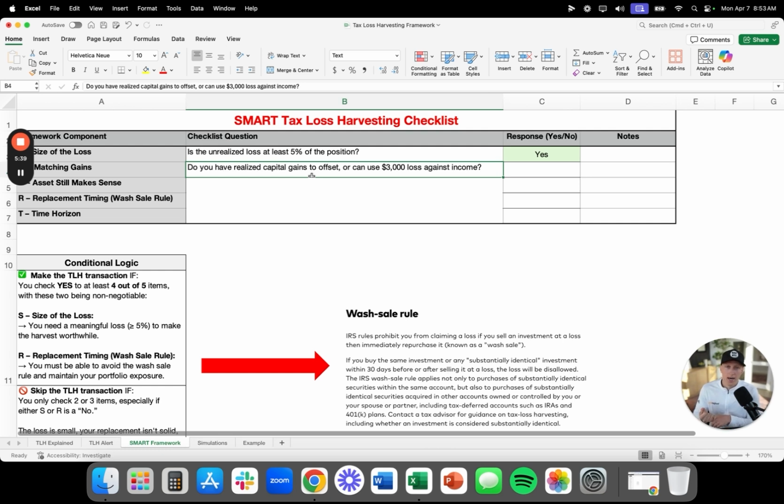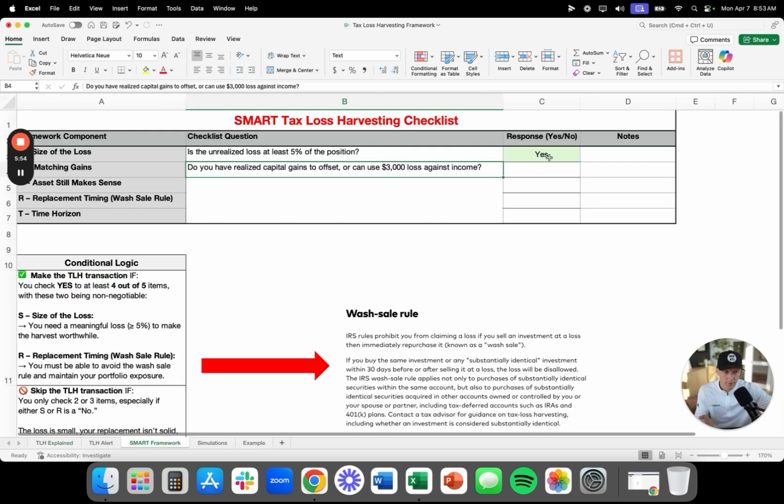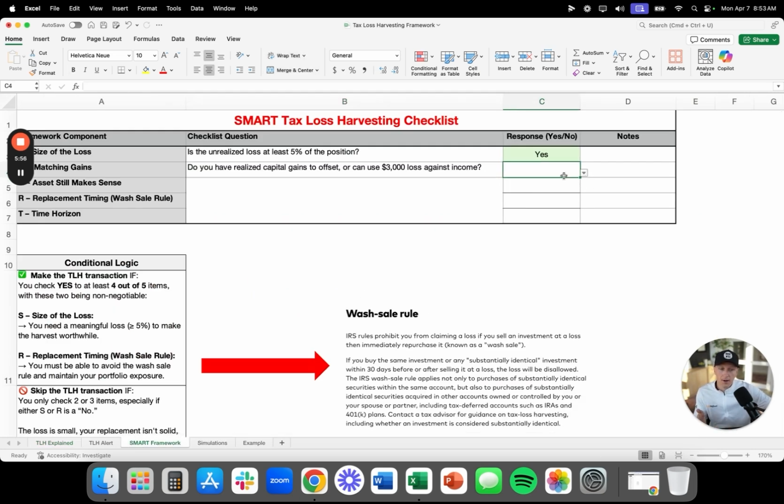Regardless, there's a high probability you do have income, which, if we go back to tax loss harvesting explained, is the second piece of this. So maybe you don't have capital gains, but I almost guarantee you have some sort of income. There's a chance you don't, and in that situation, you'd hit no. But for most people, they're going to say yes because of the second piece, even if they don't have the first piece. So it says, do you have realized capital gains to offset? If yes, obviously yes. But the second part is, if you do have income, you can use up to $3,000 of loss against your income, which is a key in the tax loss harvesting calculation.